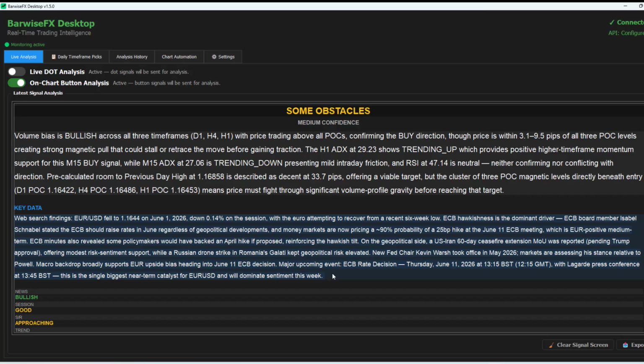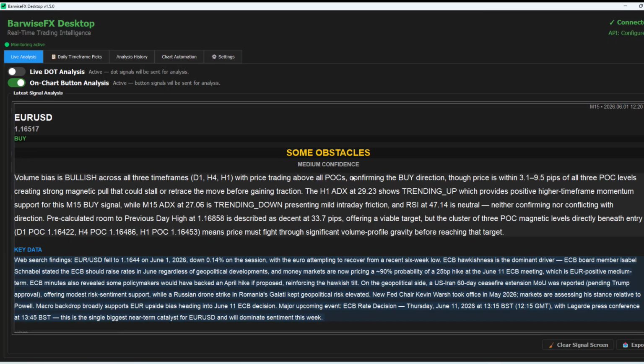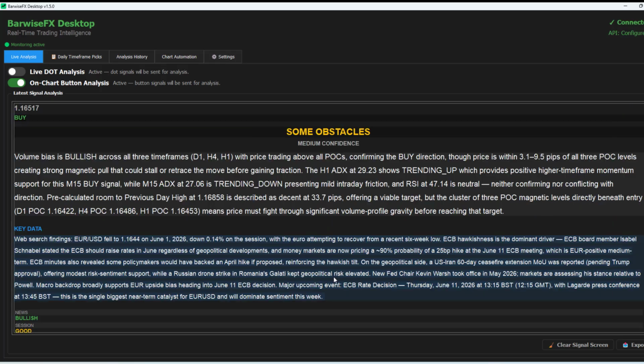Major upcoming event: ECB rate decision, Thursday, June the 11th, 2026, and this is my local time, with Lagarde press conference at 13:45. This is the single biggest near-term catalyst for euro dollar and will dominate sentiment this week. So just by pressing that button once, you'll get a full verdict based on exactly where you are on the chart at that moment when you press this button over here. Plus, you'll get a full fundamental breakdown in just a few sentences.